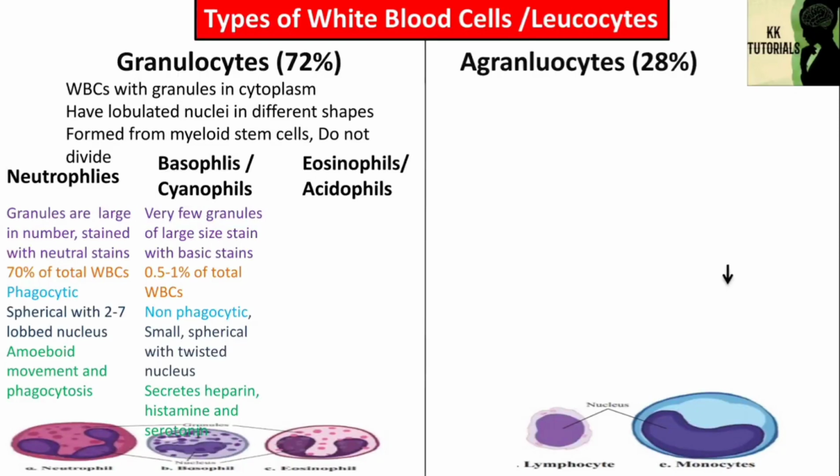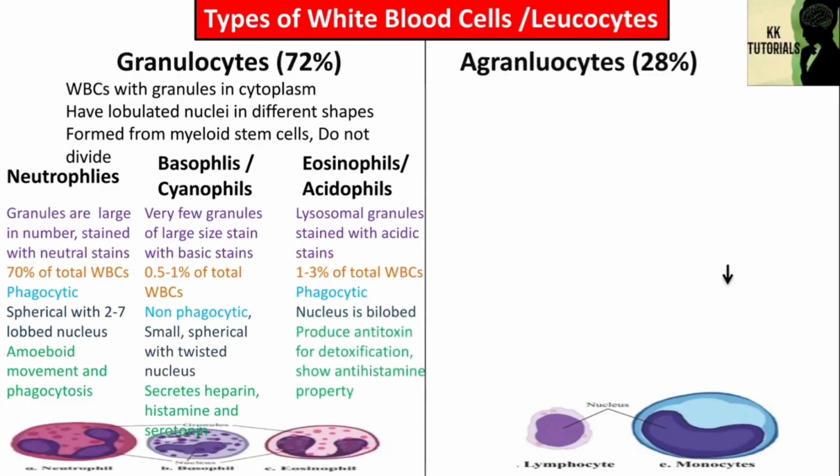Moving onwards, eosinophils, also called acidophils, have lysosomal granules stained with acidic stains. Eosinophils are about 1 to 3% of total WBCs. They are phagocytic and destroy pathogens, that is antigen-antibody complex, by phagocytosis. Their nucleus is bilobed. Their number increases in allergic conditions and they show antihistaminic property. They are also responsible for detoxification as they produce antitoxins.